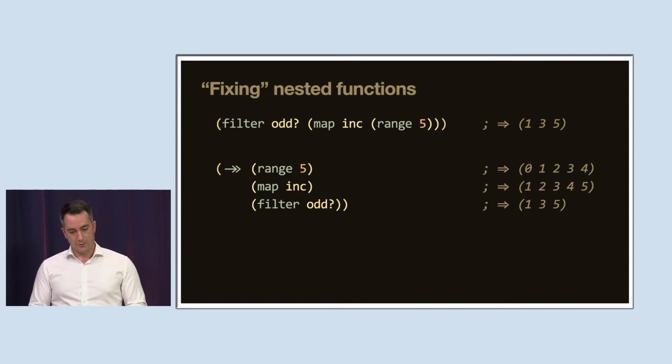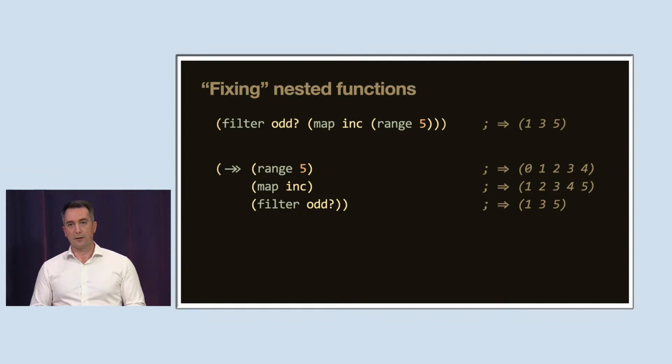Thread last is a macro that changes the order of the code, essentially, and lets you flip it. And it's an arrow with two heads. You see it here. This is a ligature version, but it's just a dash with two chevrons. And what happens here is we can put range 5 first. We see the output, like I said, 0, 1, 2, 3, 4. Then that gets piped or threaded into the next function call in the last position. That's why this is thread last. And then finally, it gets threaded into the filter at the end.